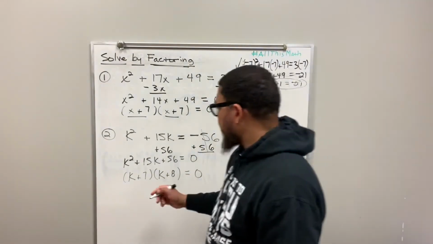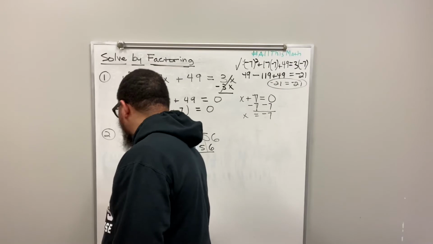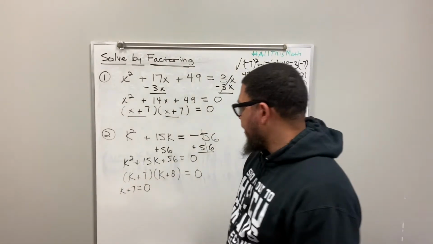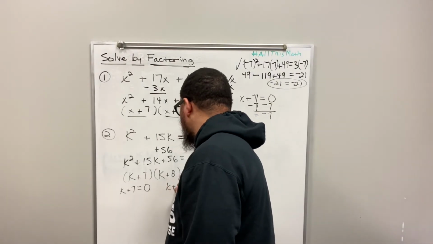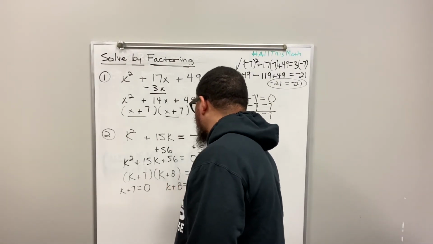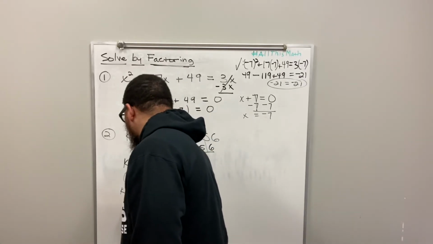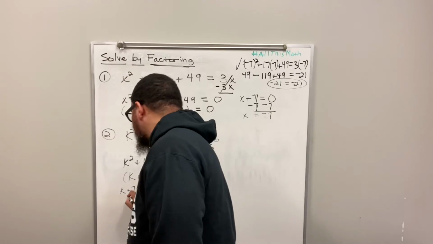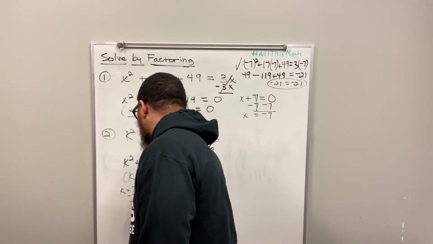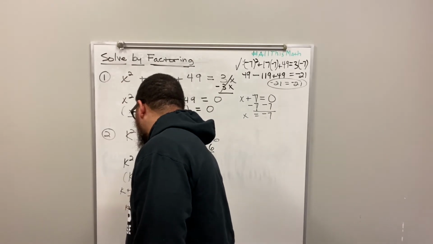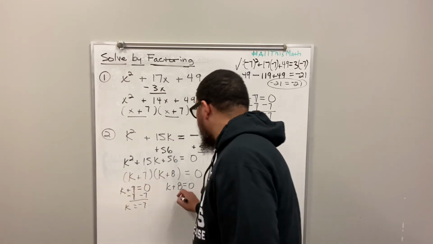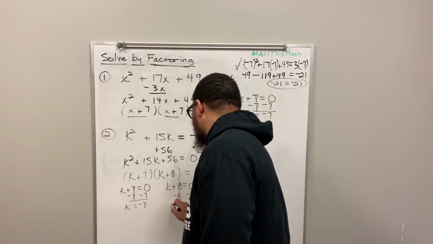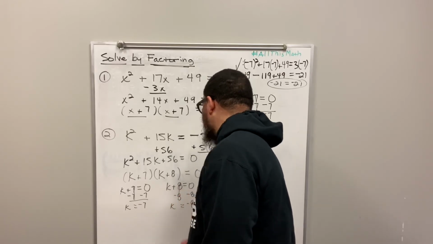So then I'm going to do k plus 7 is one of my factors. I'm going to make that equal 0, and then I'm going to solve for it. I'm going to do the same thing with k plus 8. I'm going to make k plus 8 equal 0, and then solve for it. This is k plus 7 equals 0. So I subtract 7 on both sides, and I get k equals -7. That's one of my answers. And then over here, subtract 8 on this side, I get k equals -8 for this answer as well.